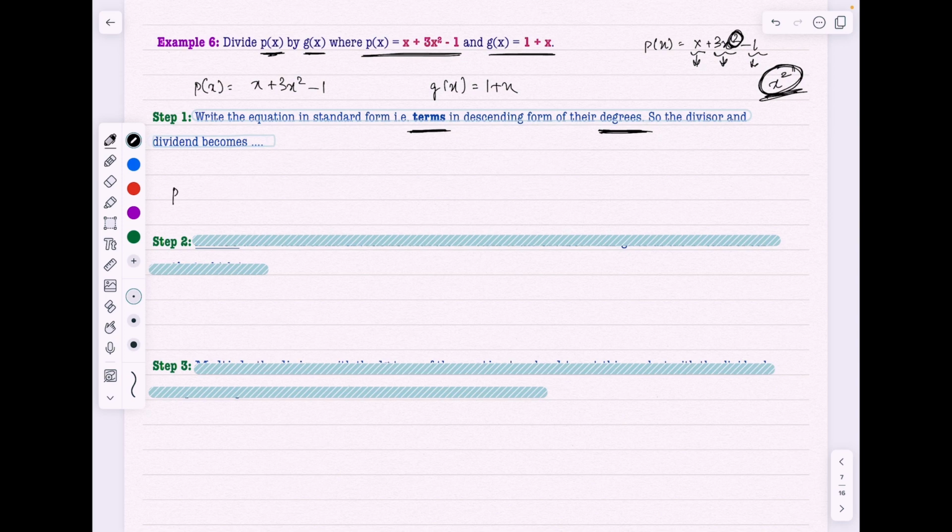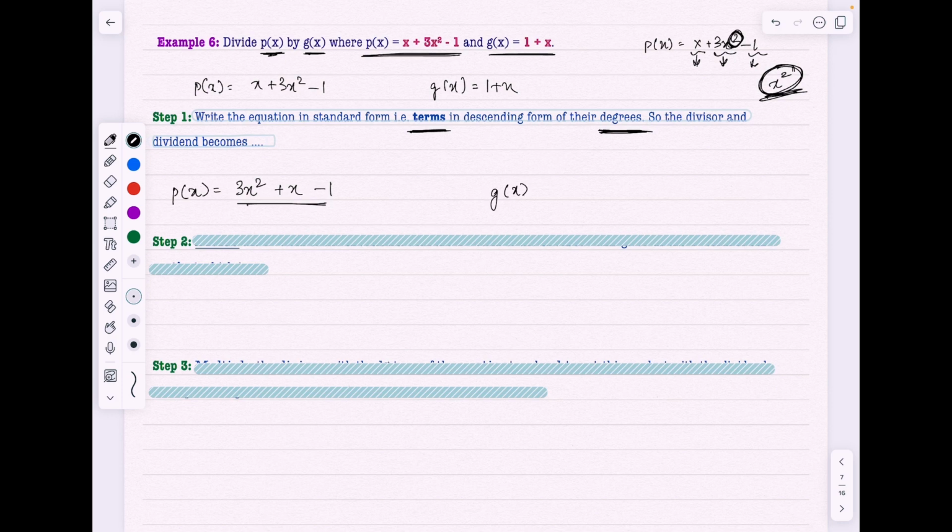So standard form will be px equals to, highest power term is what? x square, so this is 3x square. Then second is x to the power 1, that is only x here, and then the constant, that is 1. So this is the standard form. If x cube had been there, I would write x cube first, then x square, then x, then 1. So higher powers will be at the front, lower powers on the right side.